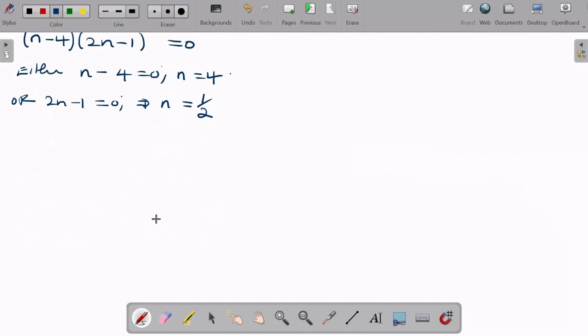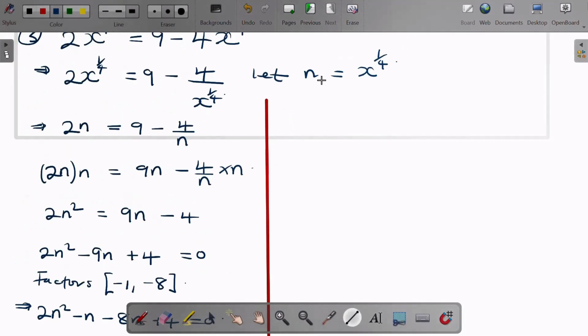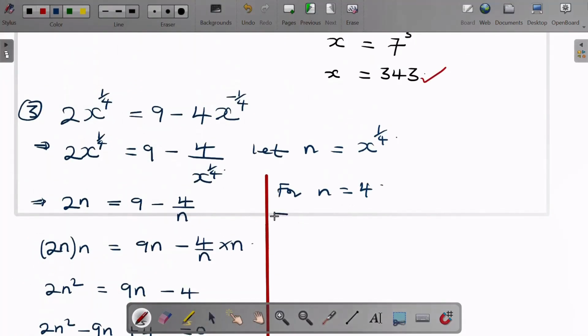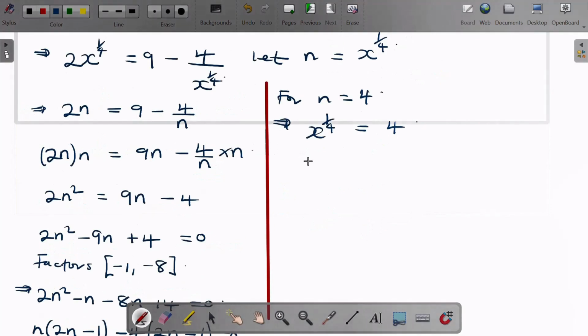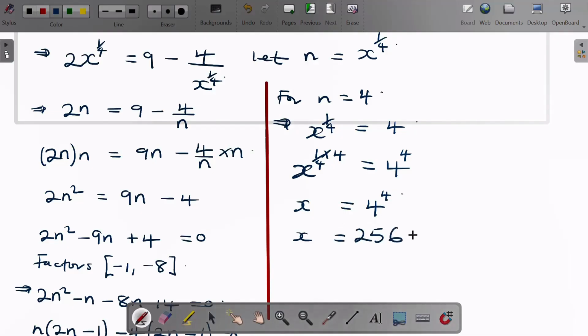And remember we said that n is equal to x raised to the power of a quarter. That means that for n equal to 4, we have x raised to the power of a quarter being equal to 4. As we simplify, we multiply the powers by 4, even on the right hand side. We now have power 4, so that we have x power 1 being equal to 4 raised to the power 4. As we press the calculator, 4 raised to the power 4 is 256 as the first value of x.